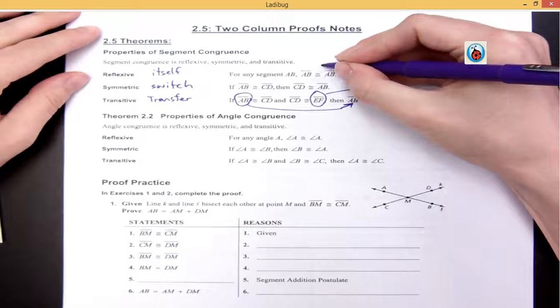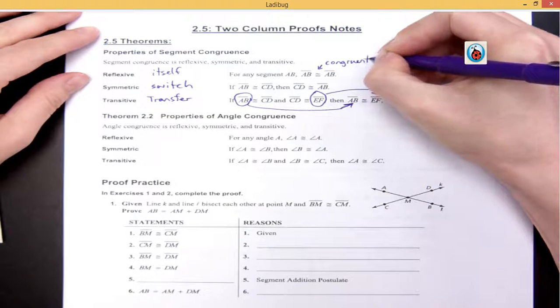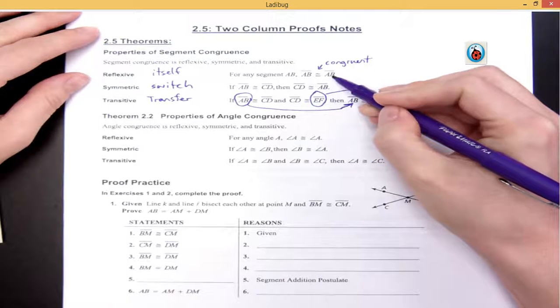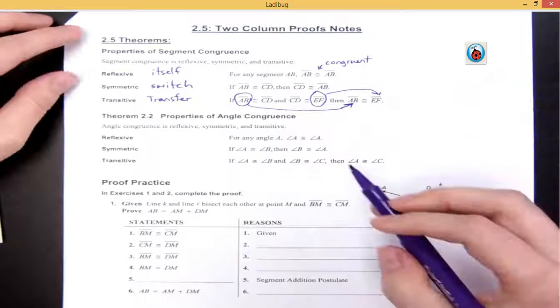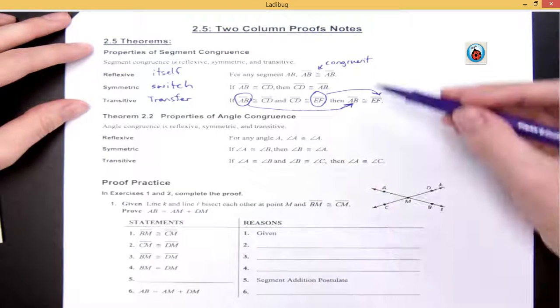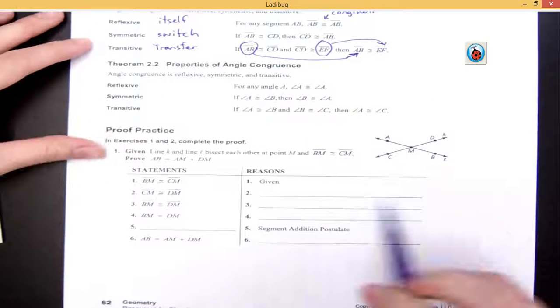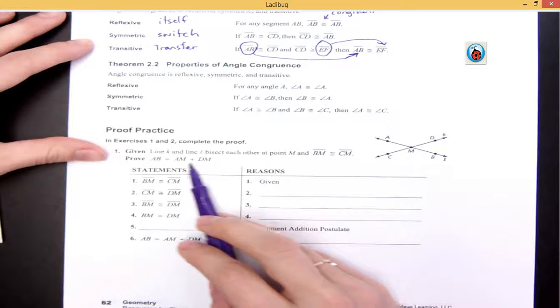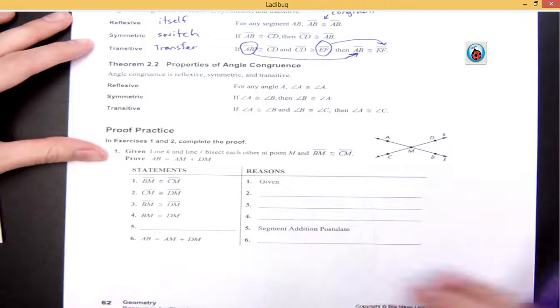This symbol, if you haven't seen it before, is our congruent symbol. So we're saying segment AB is congruent to segment AB because it is itself. Or angle A is congruent to angle A. That's what you see when we're talking about geometry terms. When we take those away and get just the letters and just the equal sign, that's talking about the actual length of the segment, and it's something a little bit different.